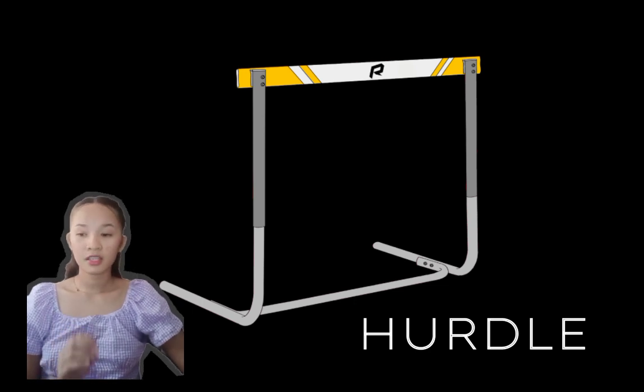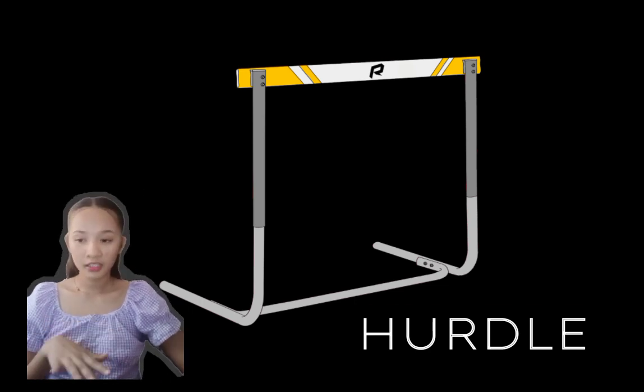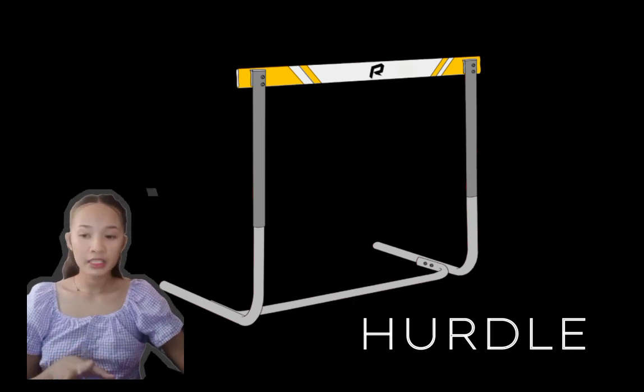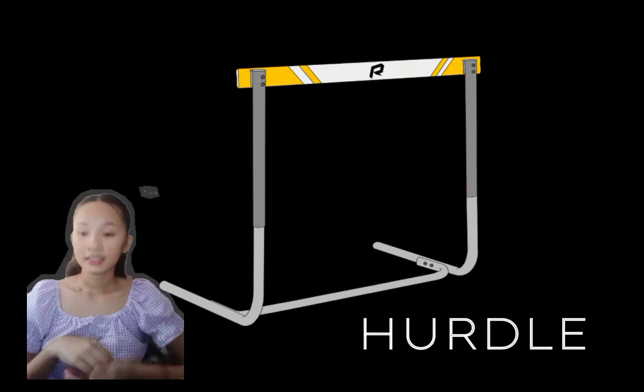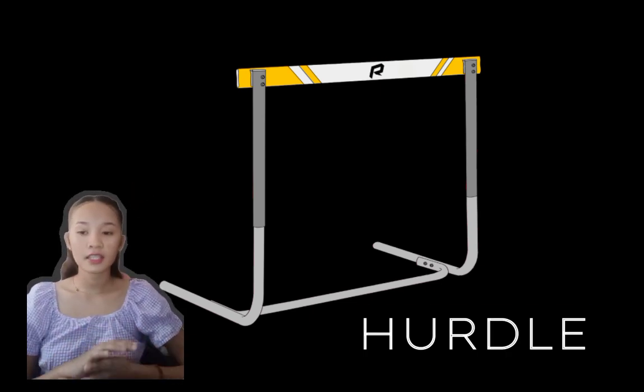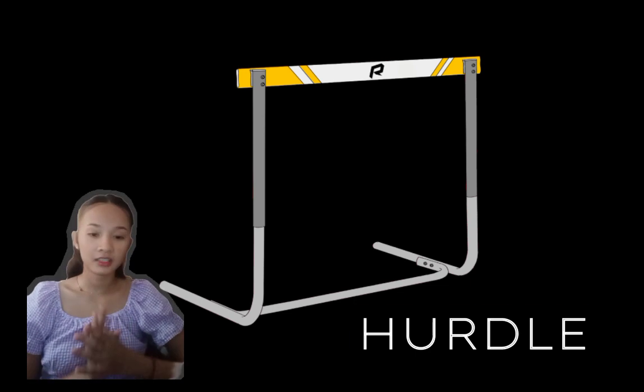Most hurdle races will have 10 hurdles, but for practice, you might only need 1 or 3 hurdles. But to run a full hurdle race, you'll need 10. Each hurdle will cost about $100 to $500.